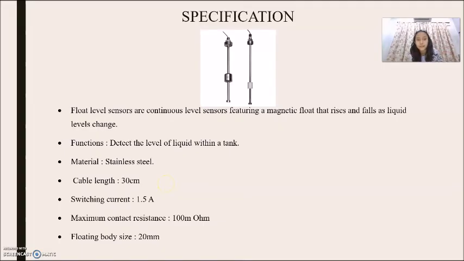Hi, I'm Mira. I'm going to explain to you about the specification of the float level sensor. Basically, float level sensors are continuous level sensors featuring the magnetic float that rises and falls as liquid levels change. So the function of the float level sensor is to detect the level of the liquid within the tank. The material is made of stainless steel and the cable length is 30 cm, switching current is 1.5 ampere, maximum contact resistance is 100 ohm, floating body size is 20 millimeter.